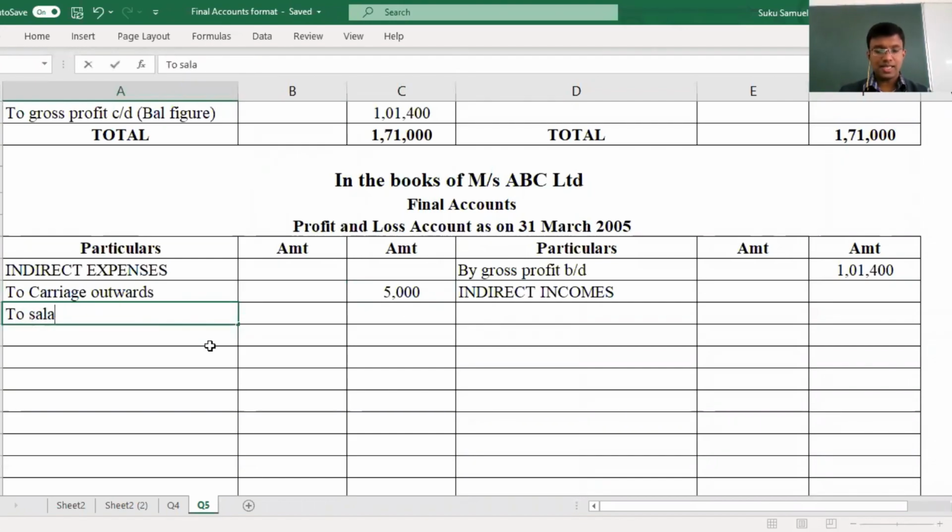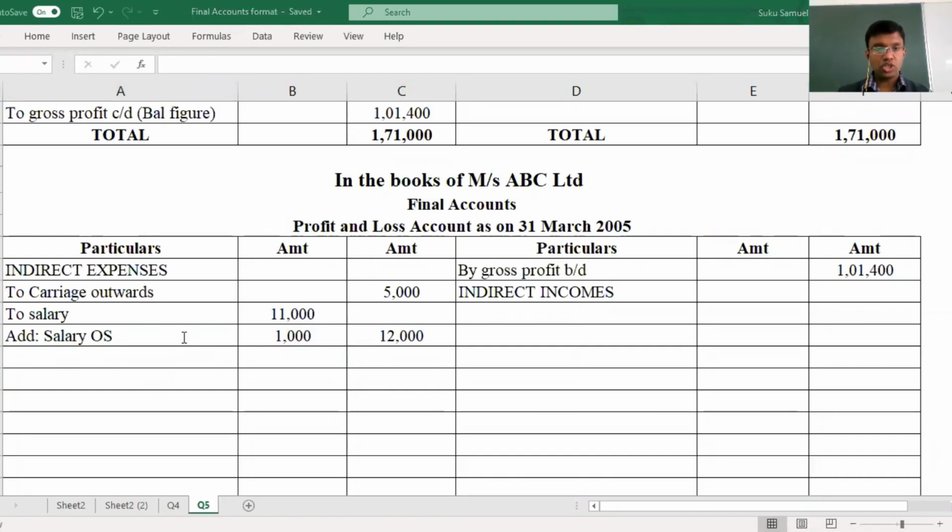Next, what we have is salary, and the amount is 11,000. We also have an outstanding salary, and the outstanding salary has to be added, and that is 1,000. So 11,000 plus 1,000, the total amount works out to be 12,000. So your total salary component works out to be 12,000.